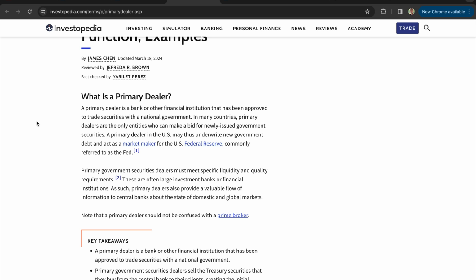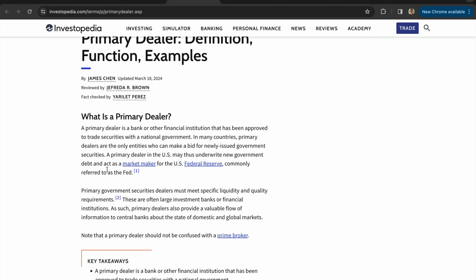These are banks or financial institutions that have been approved to trade securities. They're the big dogs that have that link with the national government to make large bids on these securities. You can see here that it says they act as a market maker for the US Fed. And what this means in the simplest terms is they set the market for these treasuries, largely because they purchase so many of them and they deal them directly to the consumer.